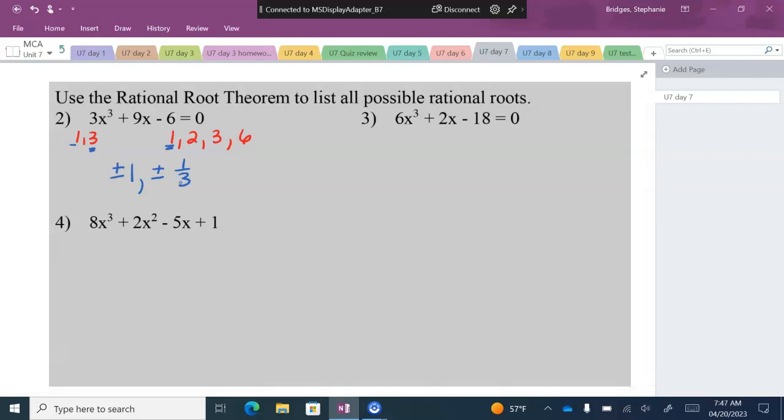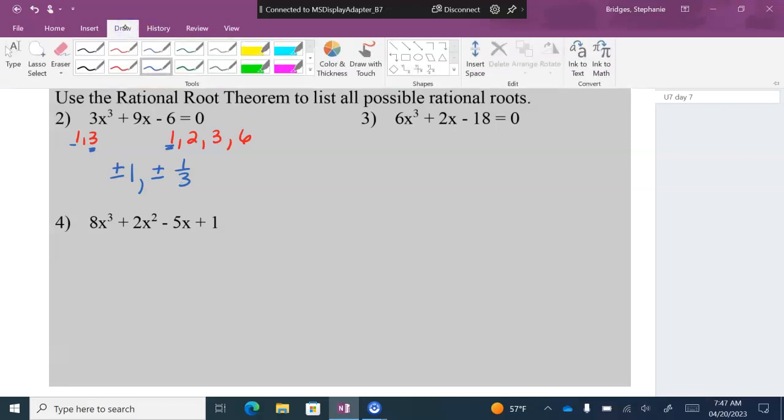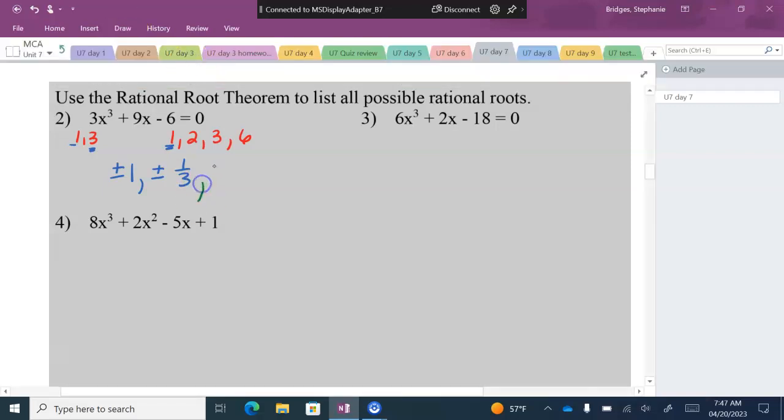Now I've used the 1 that's a factor of 6 with both of the terms that are factors of 3. So now I move on to the next one, the 2. So it's going to be plus or minus 2 over 1, which is 2. And then plus or minus 2 over 3, which I cannot simplify.